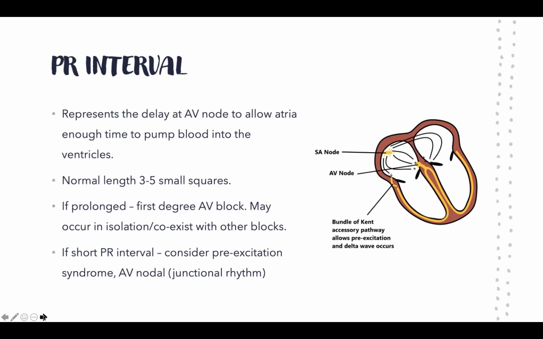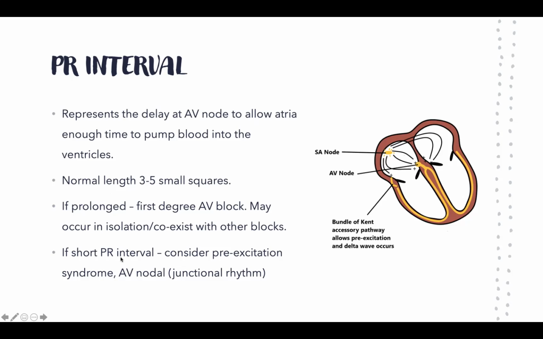So what is the PR interval? We've talked about the axis, now we've talked about the P waves, next the PR interval. This represents the delay at the AV node that allows the atria to pump enough blood into the ventricles, because remember, it's responsible for 30% of that extra volume. So normally this should be about 3 to 5 small squares. And if it's longer, we should consider a first degree AV block. And this may be by itself or can even be with other blocks as well.